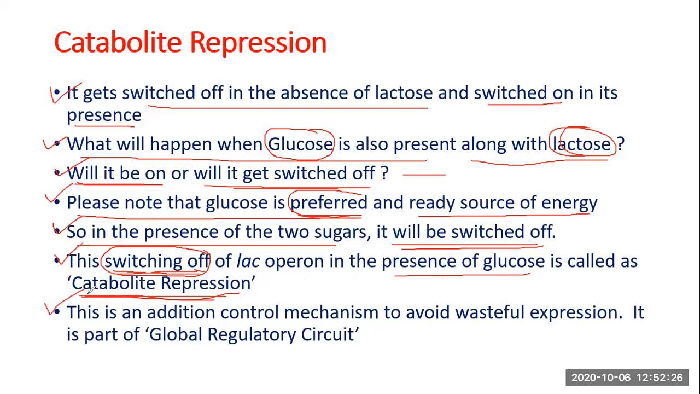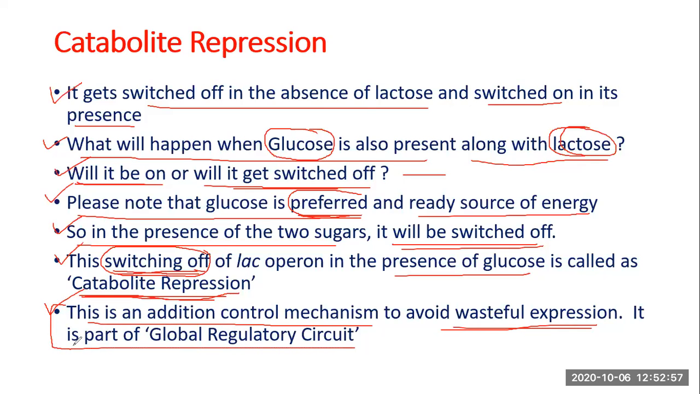And this serves as an additional control mechanism to avoid wasteful expression. This is an additional control mechanism so that when both the sugars are present, when glucose comes into the medium, this operon can be switched off, avoiding wasteful expression and use of scanty resources. It is a part of a global regulatory circuit, meaning this kind of regulation is available in many other operons also.